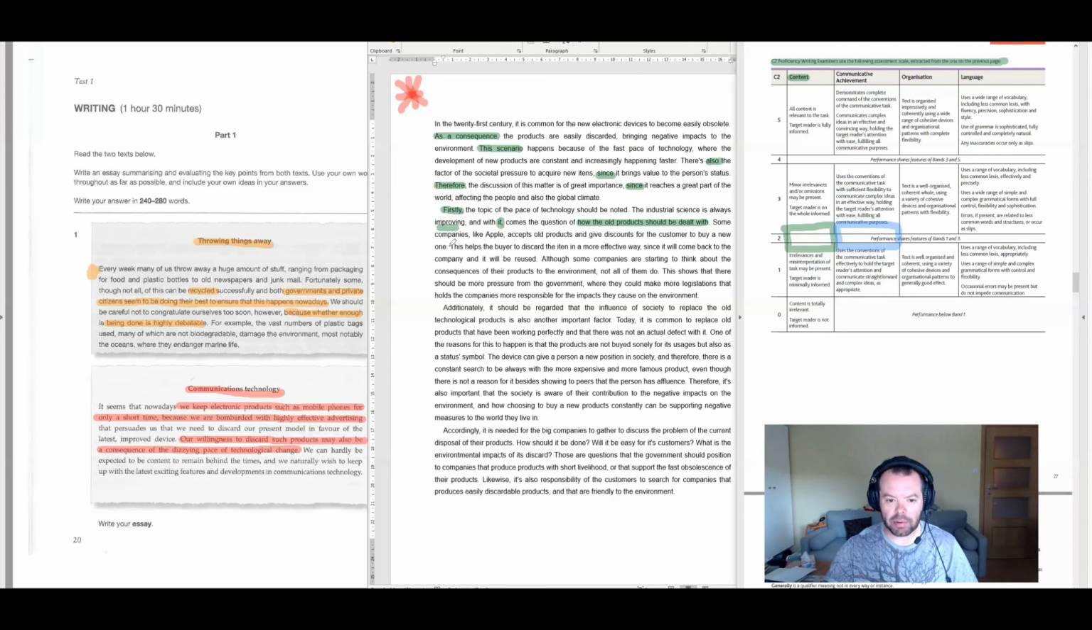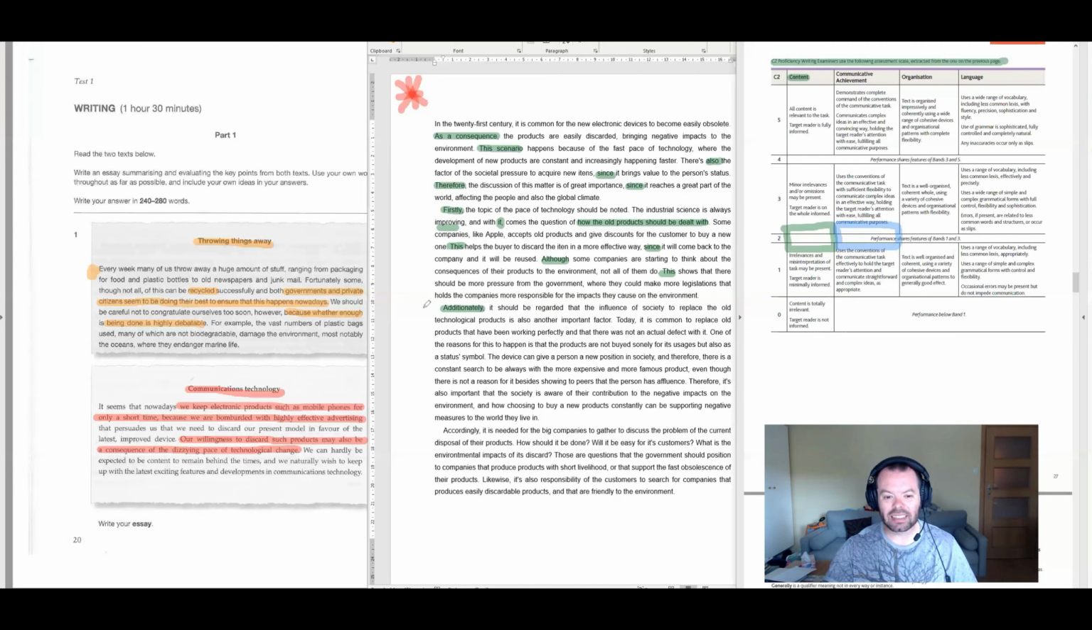Some companies, blah, blah, blah. This helps the buyer. Good. And we've got since. We'll come back to the company and it will be reused. Although some companies are starting to think about the consequences of the products of the environment, not all of them do. This shows that there should be more pressure from the government, where they could make more legislations that holds the companies more responsible for the impacts they cause on the environment. Okay.